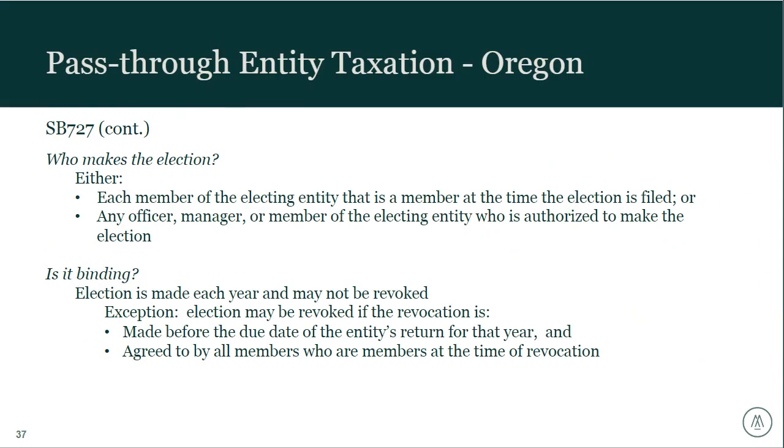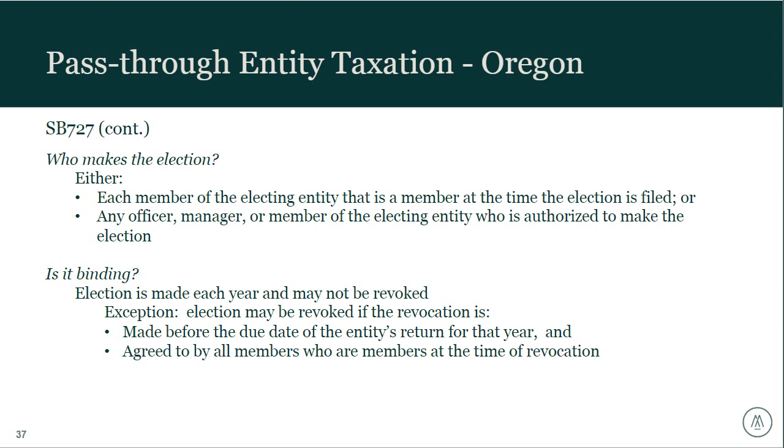The mechanics for making the election are either that each member of the electing entity that is a member at the time the election is filed needs to assent to the election, or any officer, manager, or member of the electing entity who's authorized to make the election can make it. The election is made each year and cannot be revoked, so it's final for that year. Unlike some other states, the election is made on the return as timely filed, including extensions. So the election can be made on a properly filed extended return.